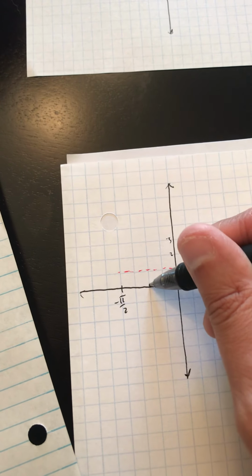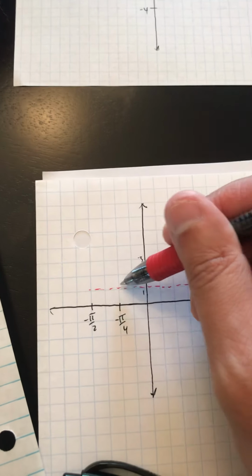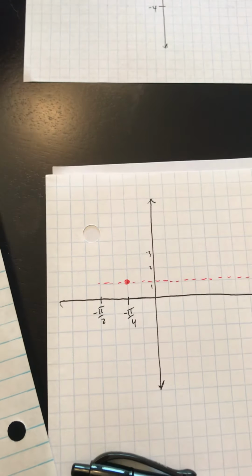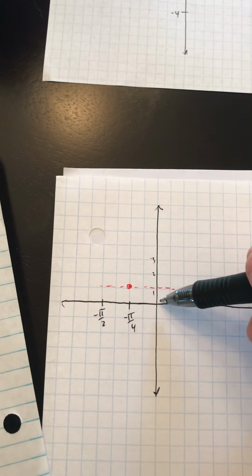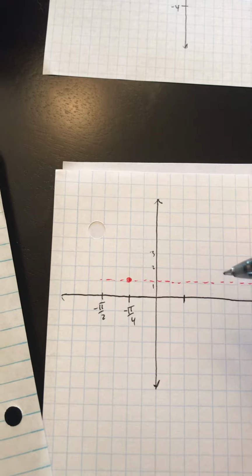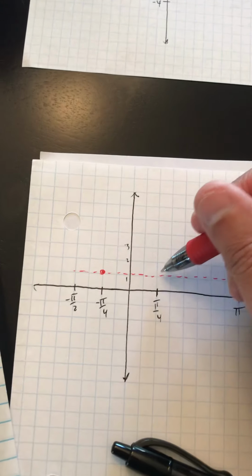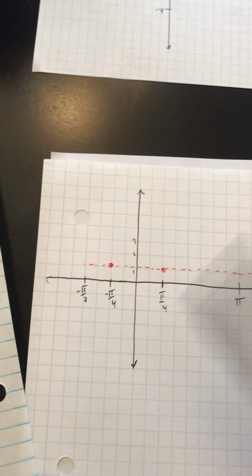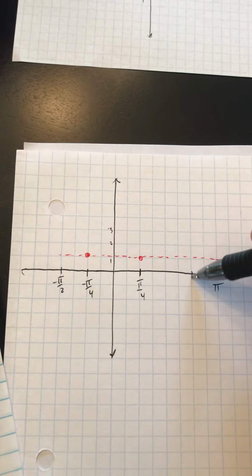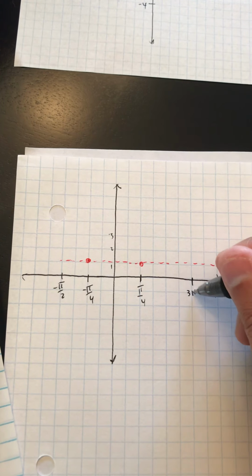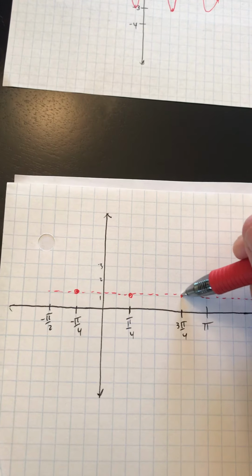So 1/4 pi, that would be negative pi over 4. That's going to be right here. That's one intersection point along the midline. And then pi over 4, the way I'm doing this, every 1/4 is 2 tick marks. So that would be pi over 4. And it's going to intersect the graph there. And then this is 1/4, 2/4, 3/4 pi would be right here, 3 pi over 4. Okay, so those are my intersection points.